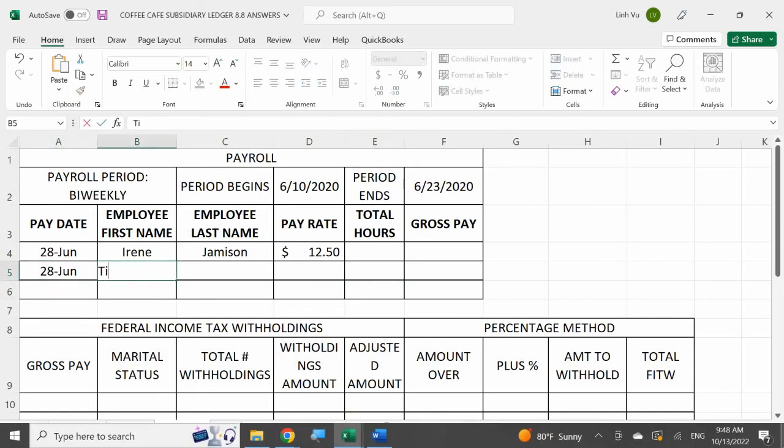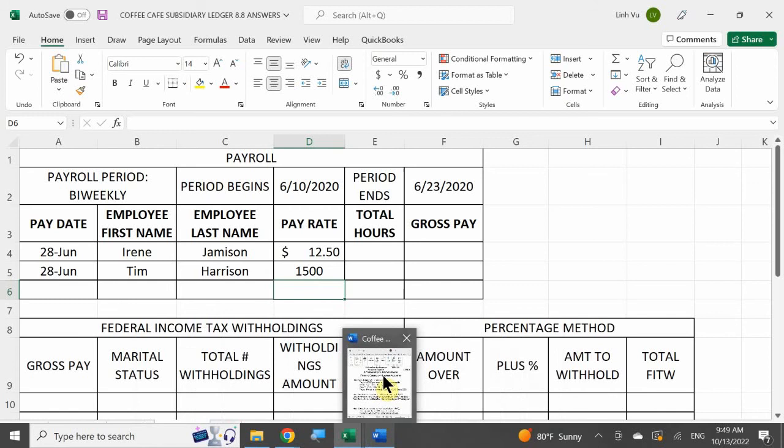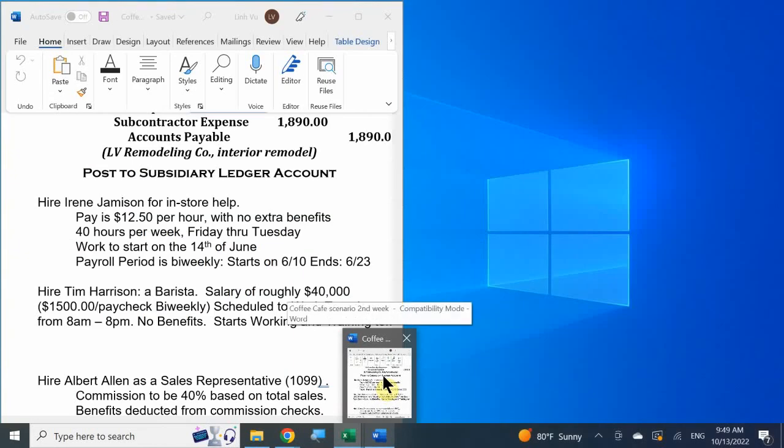First name, Tim. Last name, Harrison. Okay? And how much is he? What's his pay rate? In this case, we know he's salary. But if I'm going to do pay rate for every pay period, he's going to get 40,000 divided by the number of paychecks, right? 26 paychecks. So in this case, it's already calculated for you. It says right here that he's going to be receiving $1,500 per paycheck. Okay? So we're already given that piece of information there.